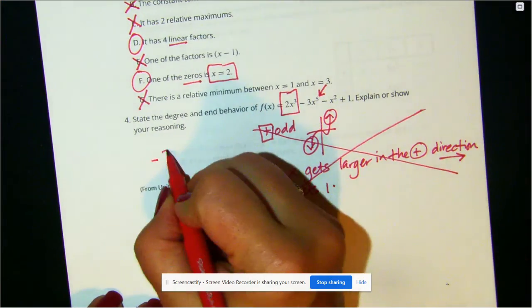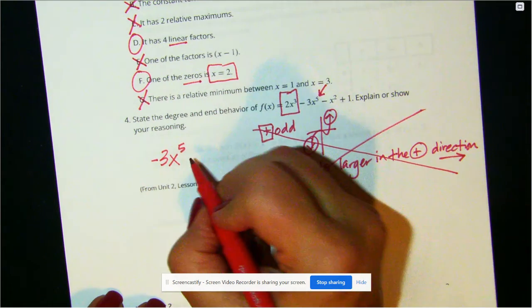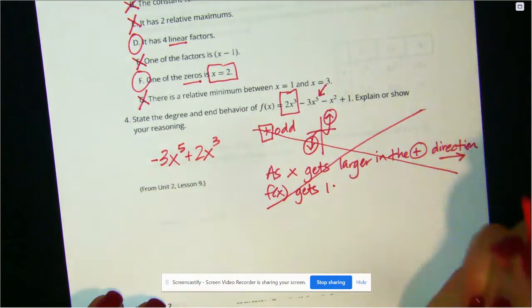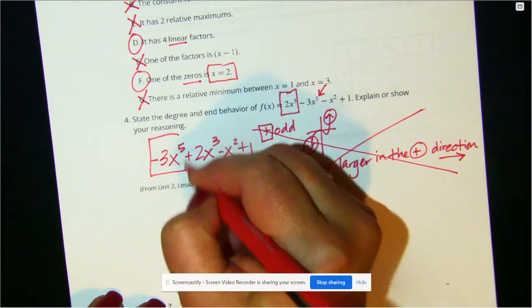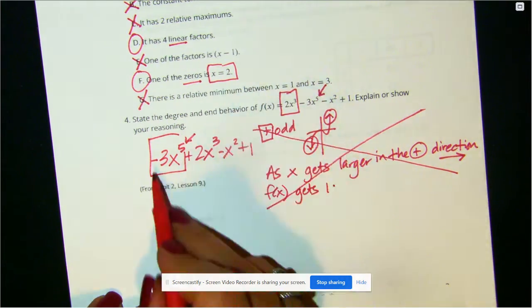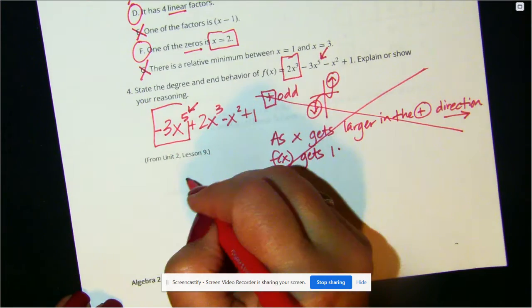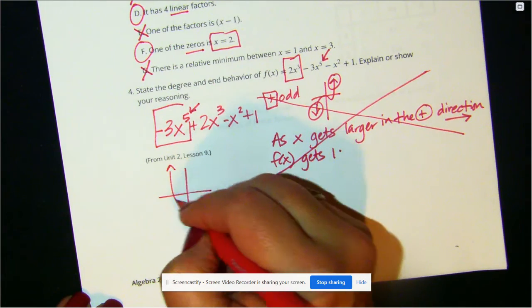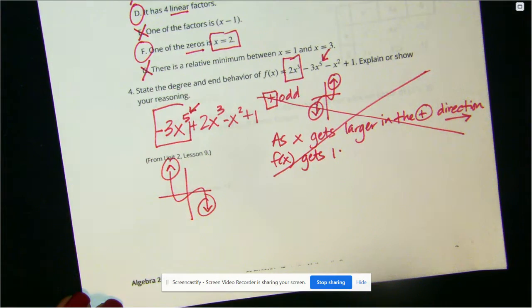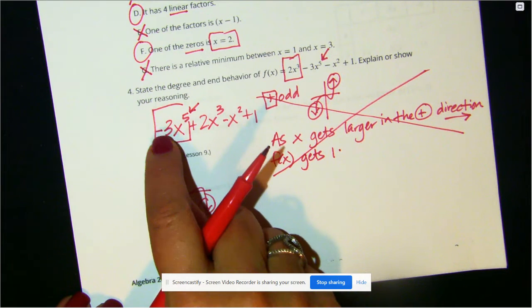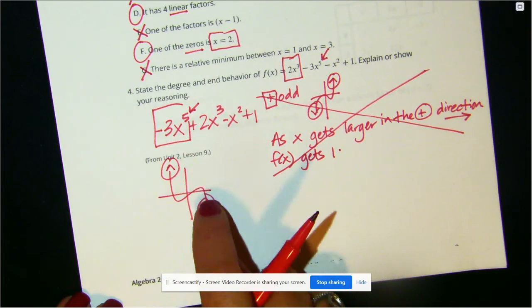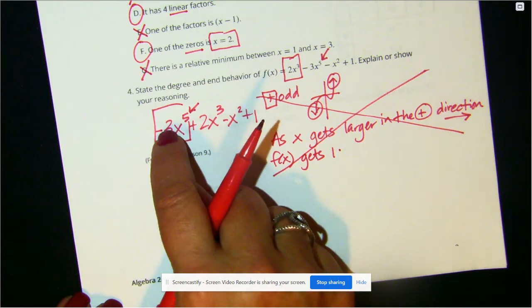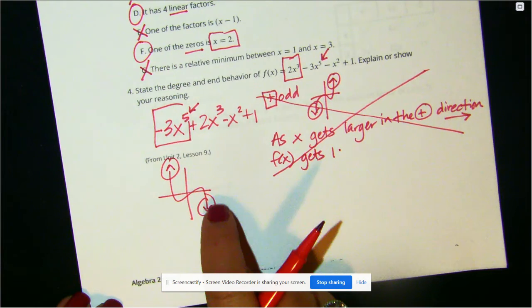The leading coefficient, they didn't put it in order for me. They didn't put it in order from greatest power. That's my leading term. It is odd, but it has a negative. So it's going up over here and down over here because of the odd. The negative with an odd. The odd makes it go in opposite directions. The fact that it's negative means it's going up over here and down on the right.